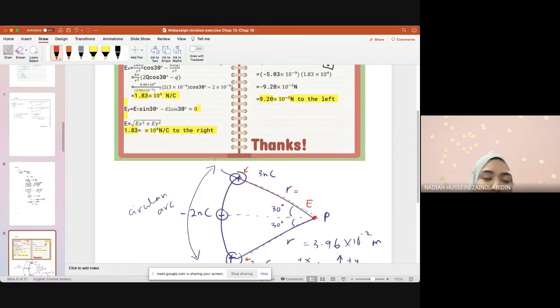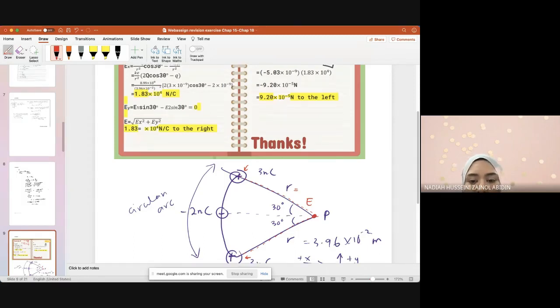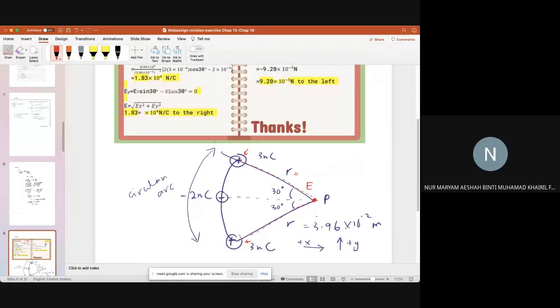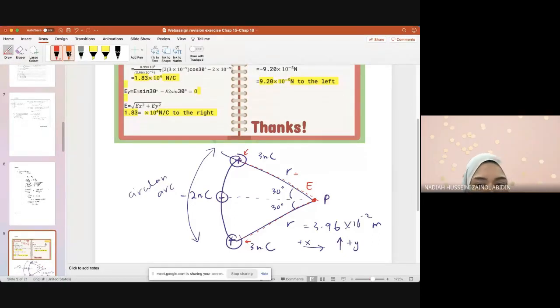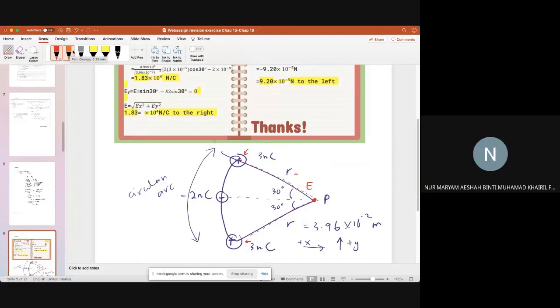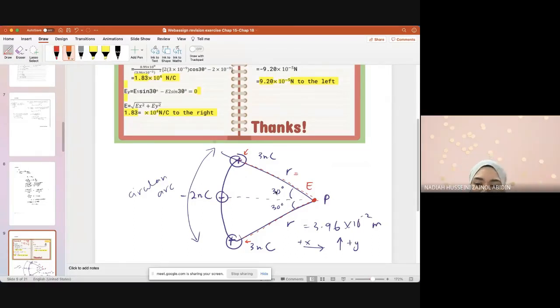What is the first thing that you need to do to solve these kind of questions? Do you guys still remember? Letak test charge. Siapa yang jawab tu? Mariam. Okay, thank you. Betul. Letak test charge.